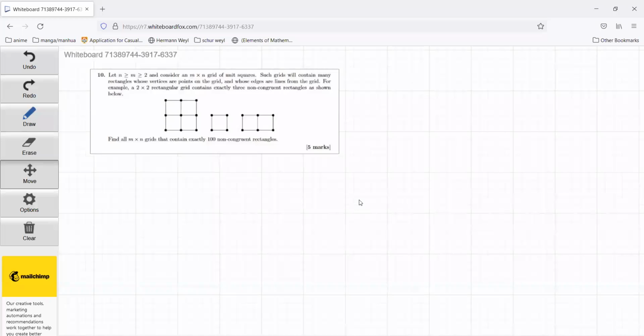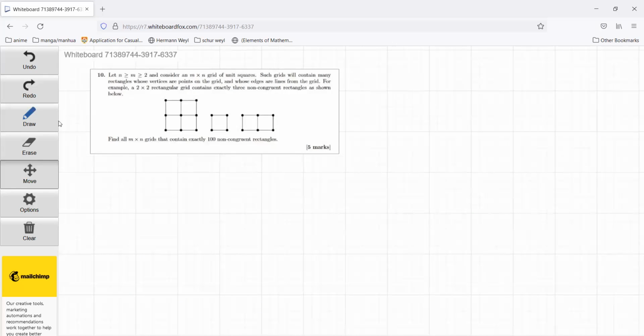All right, so let m be greater than or equal to 2, and consider an m by n grid of unit squares. Such grids will contain many rectangles whose vertices are points on the grid and whose edges are lines from it. For example, a 2 by 2 rectangular grid contains exactly 3 non-congruent rectangles as shown below. Find all m by n grids that contain exactly 100 non-congruent rectangles.